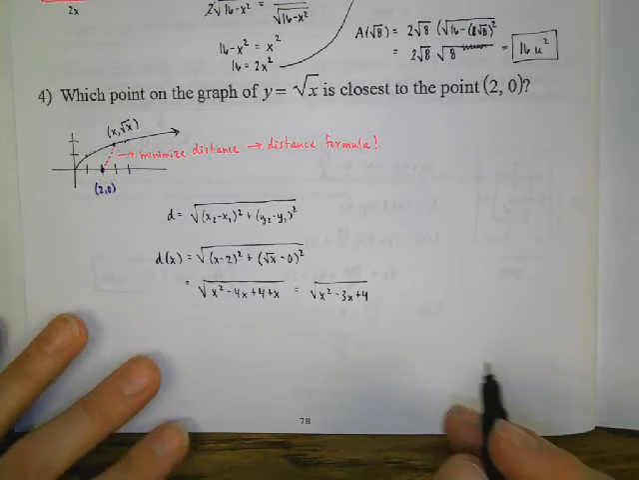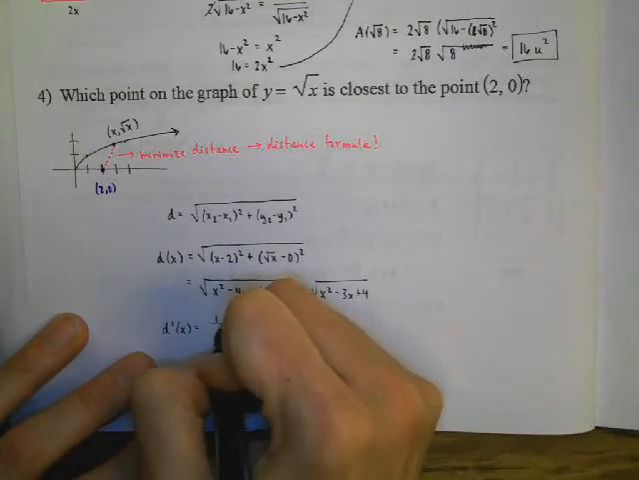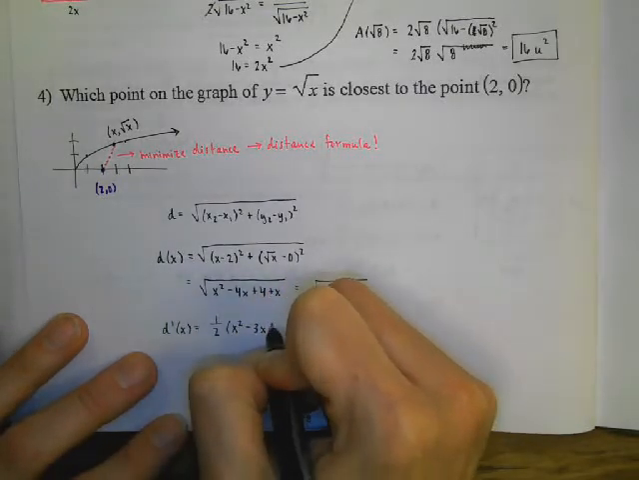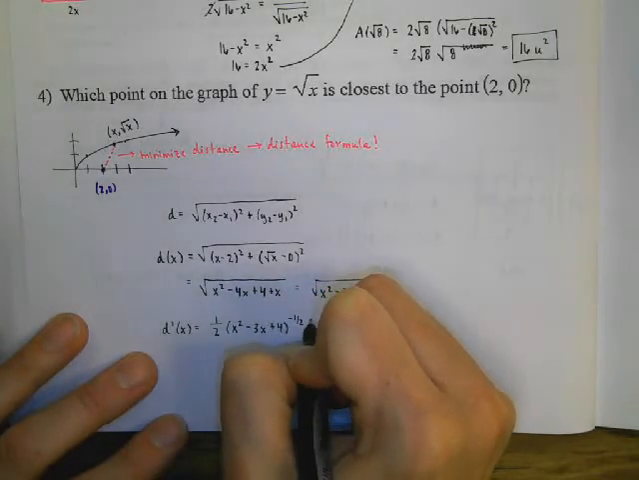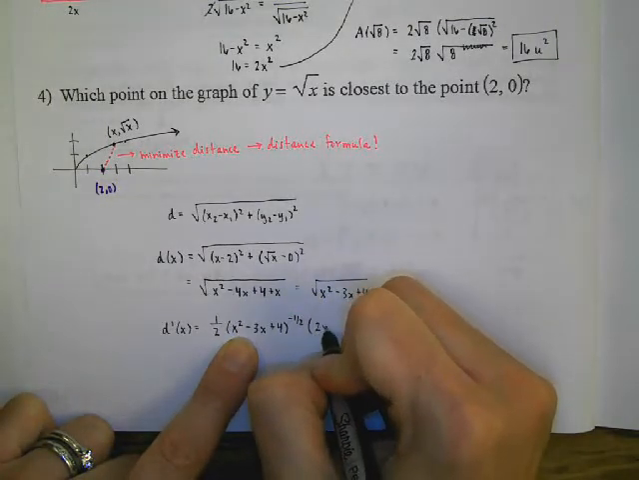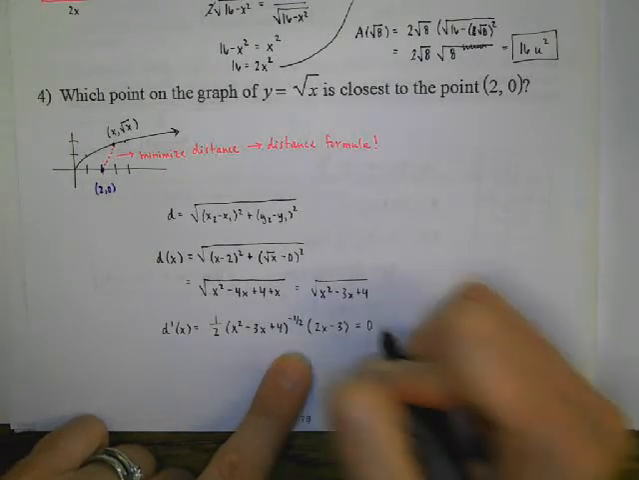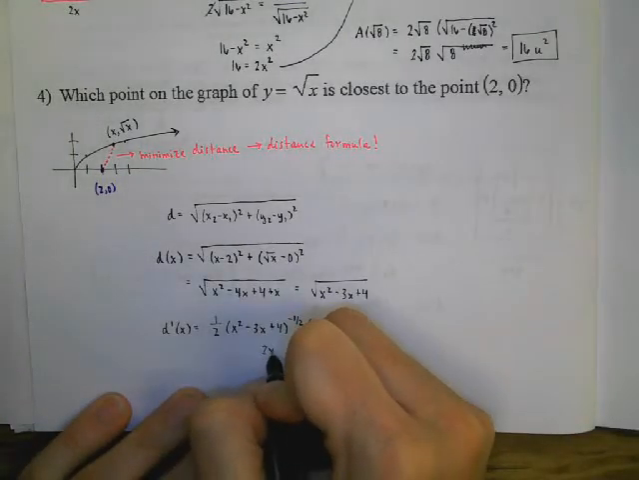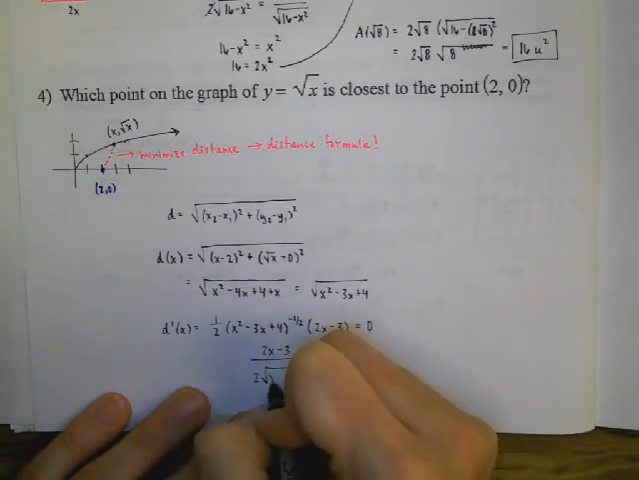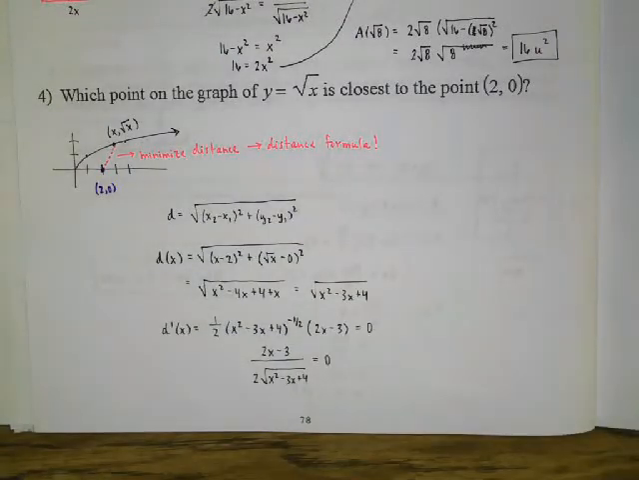So now I'm going to differentiate this. So d prime of x is just going to be 1/2 times x squared minus 3x plus 4 to the negative 1/2, and then I have my chain rule, so I have to multiply by the derivative of the inside, 2x minus 3, and I'm going to set that equal to 0. So what we're really looking at is this, and we want to know where that's equal to 0.